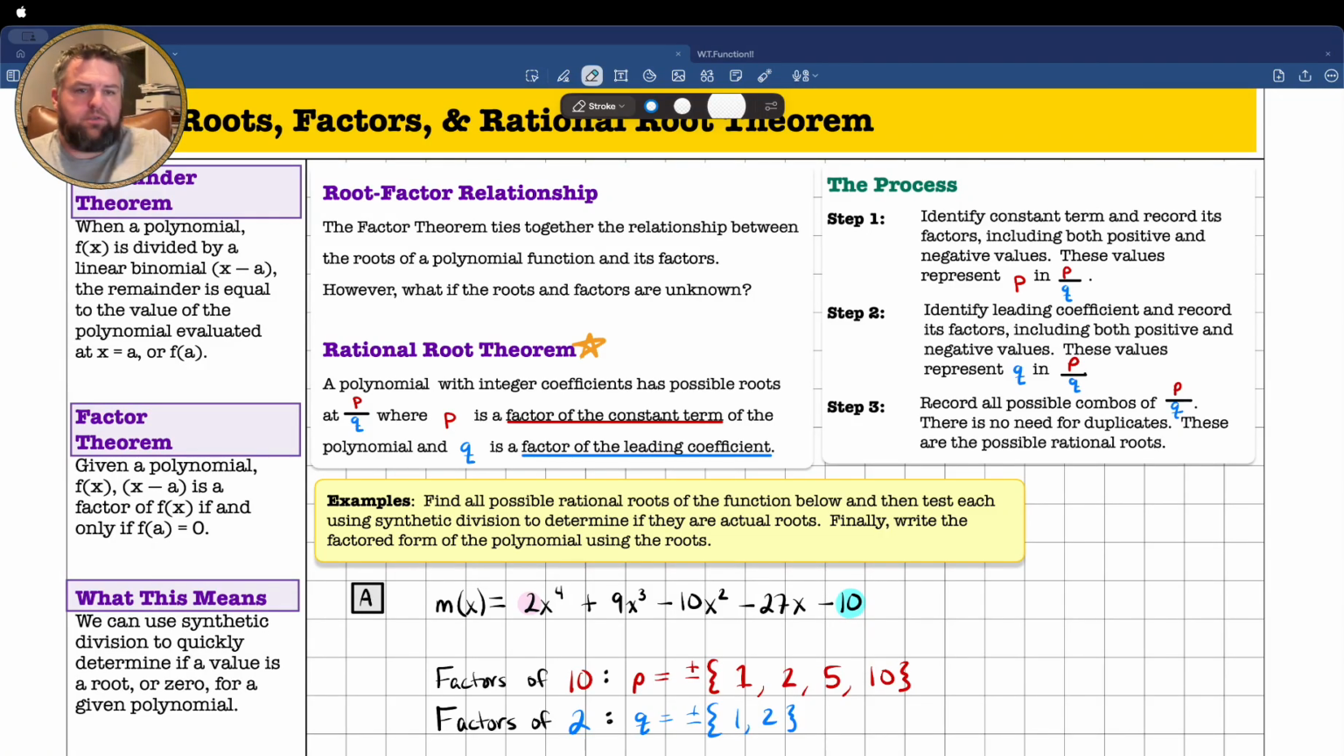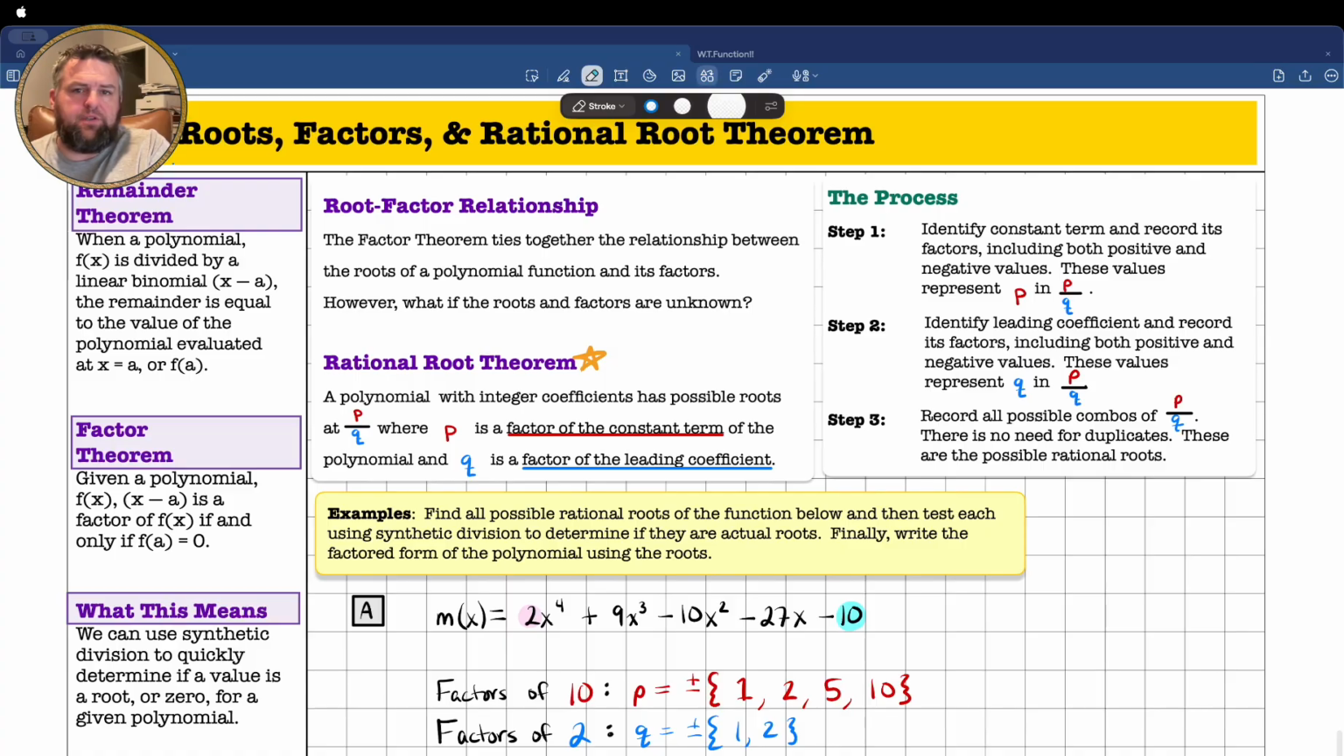All right, welcome to this tutorial on roots, factors, and using the rational root theorem to find all of the possible roots and then testing those roots to make sure that they are actually roots of the polynomial. So from this, we had the remainder theorem. When a polynomial f of x is divided by a linear binomial, x minus a, the remainder is equal to the value of the polynomial evaluated at x equals a, or f of a.